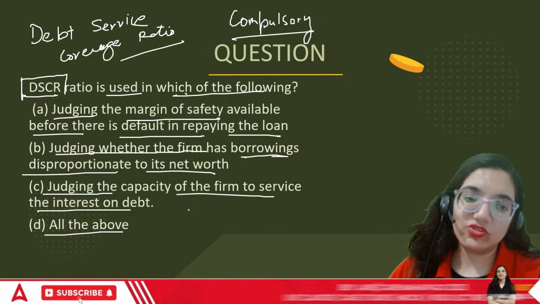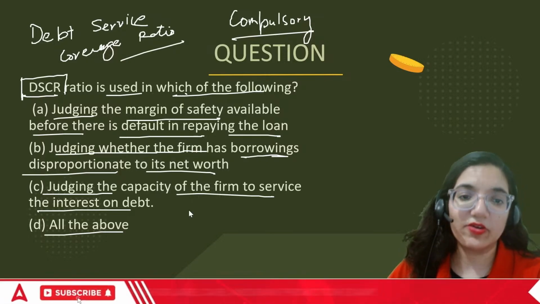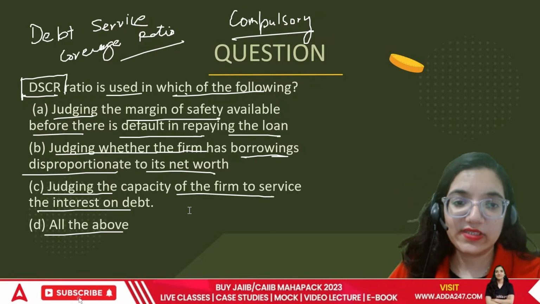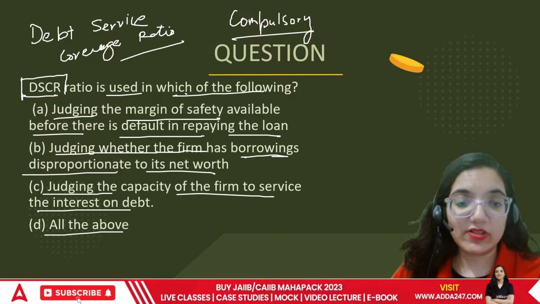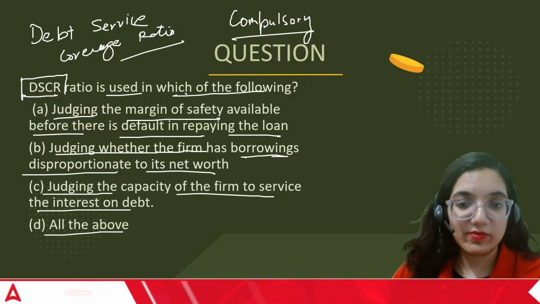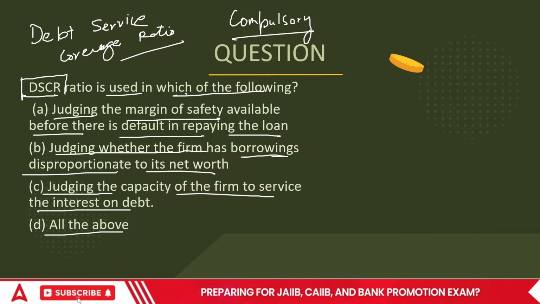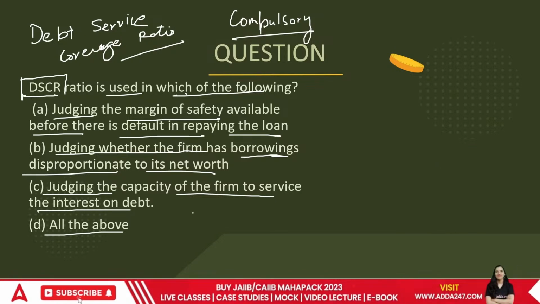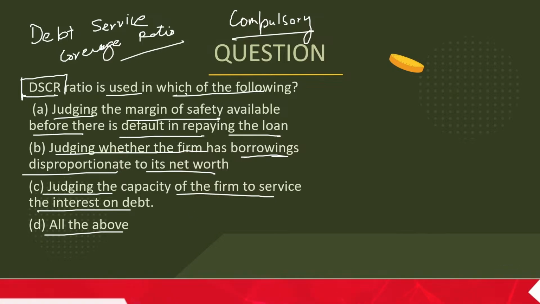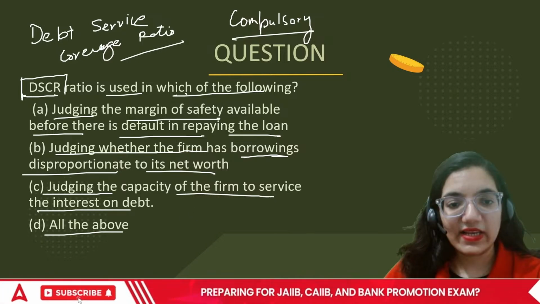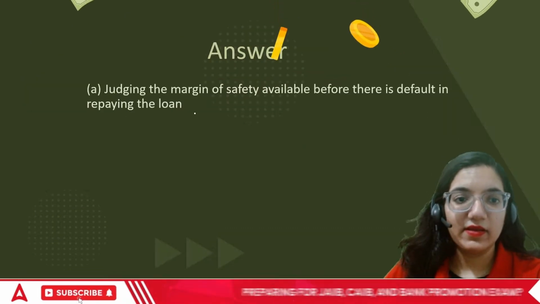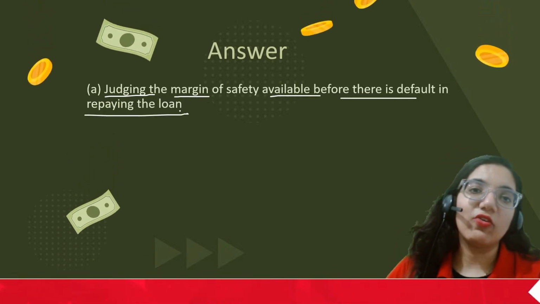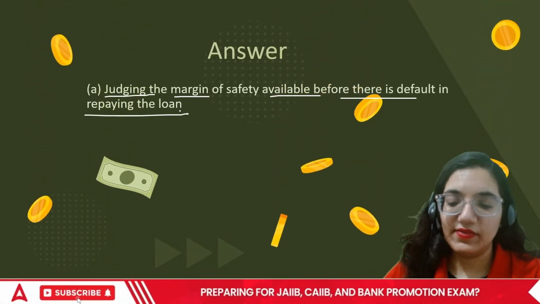Debt service coverage ratio talks about the financial health of the organization. Are they really able to pay back the certain amounts? Are they making any defaults in those amounts or not? That is another important point. So in this case, the correct answer, they're talking about their solvency. We're talking about the certainty in terms of their solvency. So in this case, the correct answer would be judging the margin of safety available before there is a default in repaying the loan. Okay? That's the correct answer.